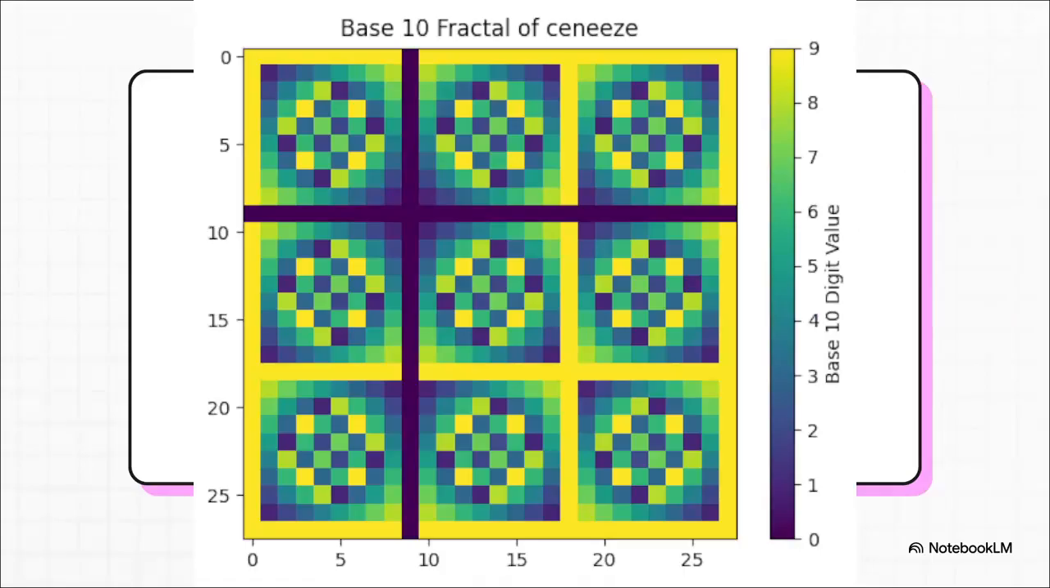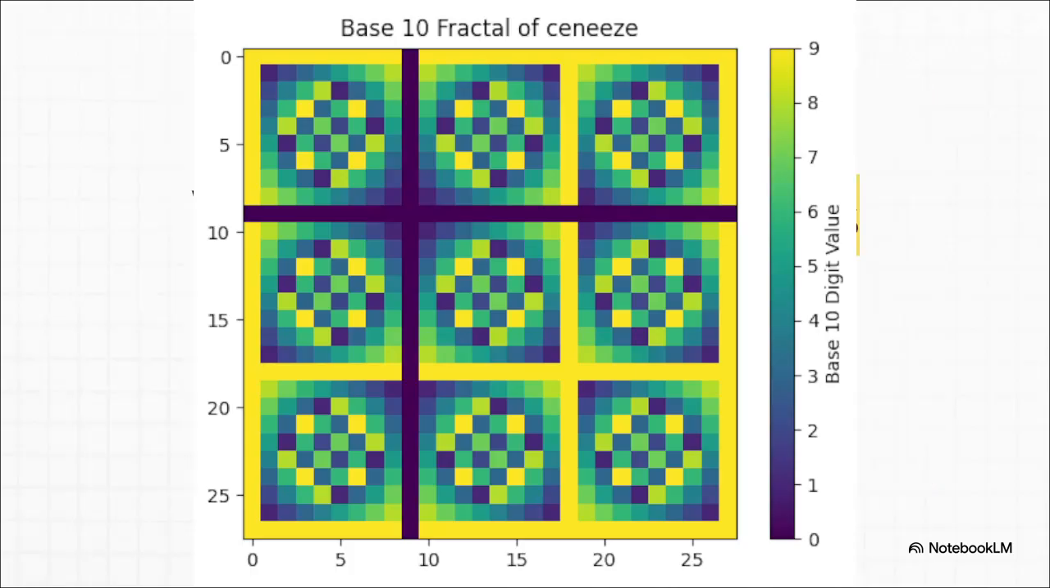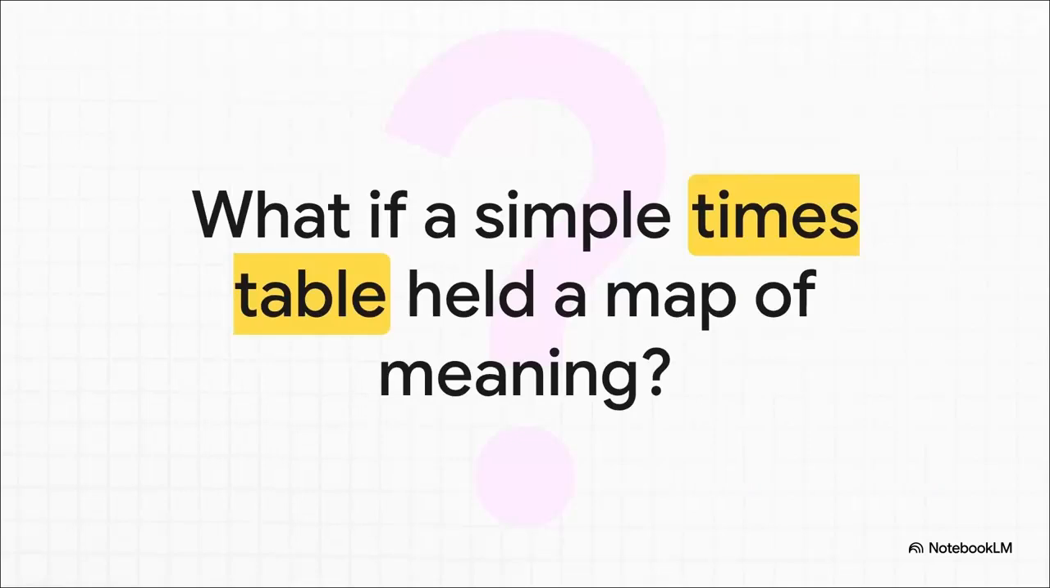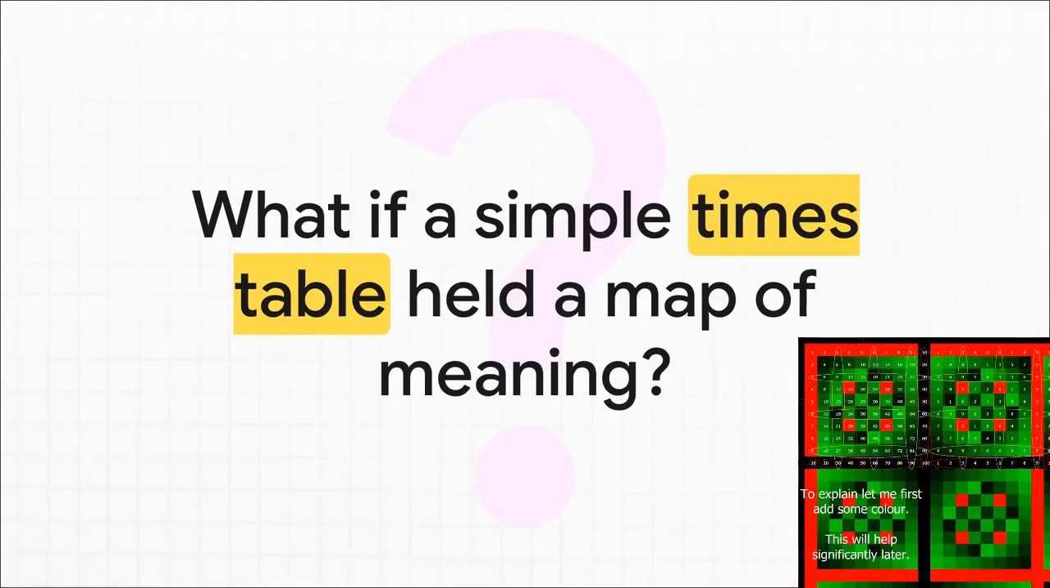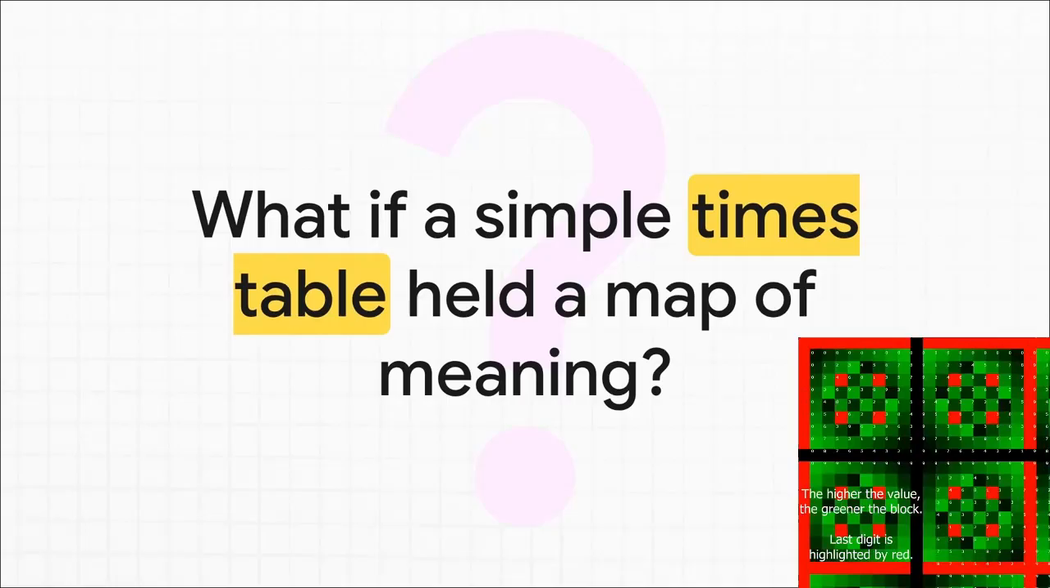But here's the crazy part. It comes from something super simple, something you definitely learned back in elementary school. And that really brings us to the big question we're going to tackle today. What if a simple times table, of all things, held a hidden map of meaning? A secret structure that could describe everything from philosophy all the way to the architecture of AI itself.